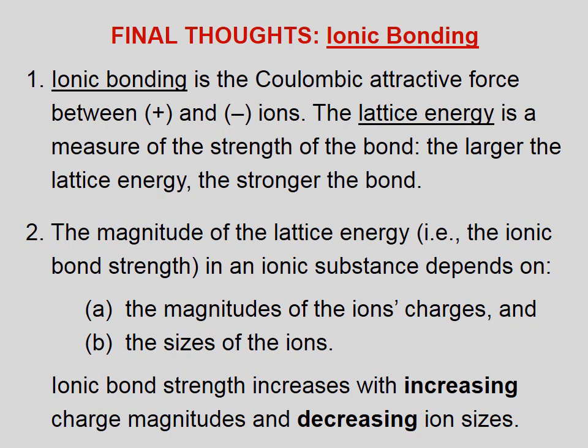Final thoughts on ionic bonding. 1. Ionic bonding is the Coulombic attractive force between positive and negative ions. The lattice energy is a measure of the strength of the bond. The larger the lattice energy, the stronger the bond. 2. The magnitude of the lattice energy, i.e. the ionic bond strength, in an ionic substance depends on A. the magnitudes of the ions' charges, and B. the sizes of the ions. Ionic bond strength increases with increasing charge magnitudes and decreasing ion sizes.